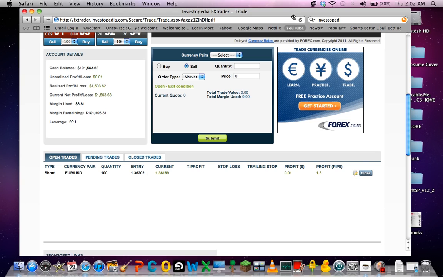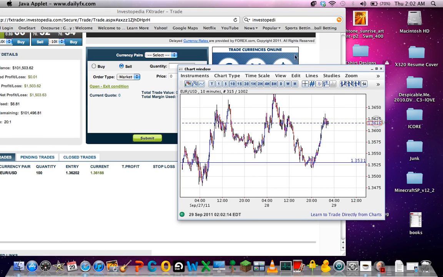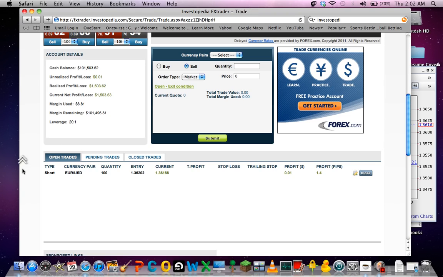So obviously from that point when I've done that to now, it's only gone down about 1.6 pips. So I haven't really made too much of a profit yet. But hopefully if the trend continues, you could make a profit on that.